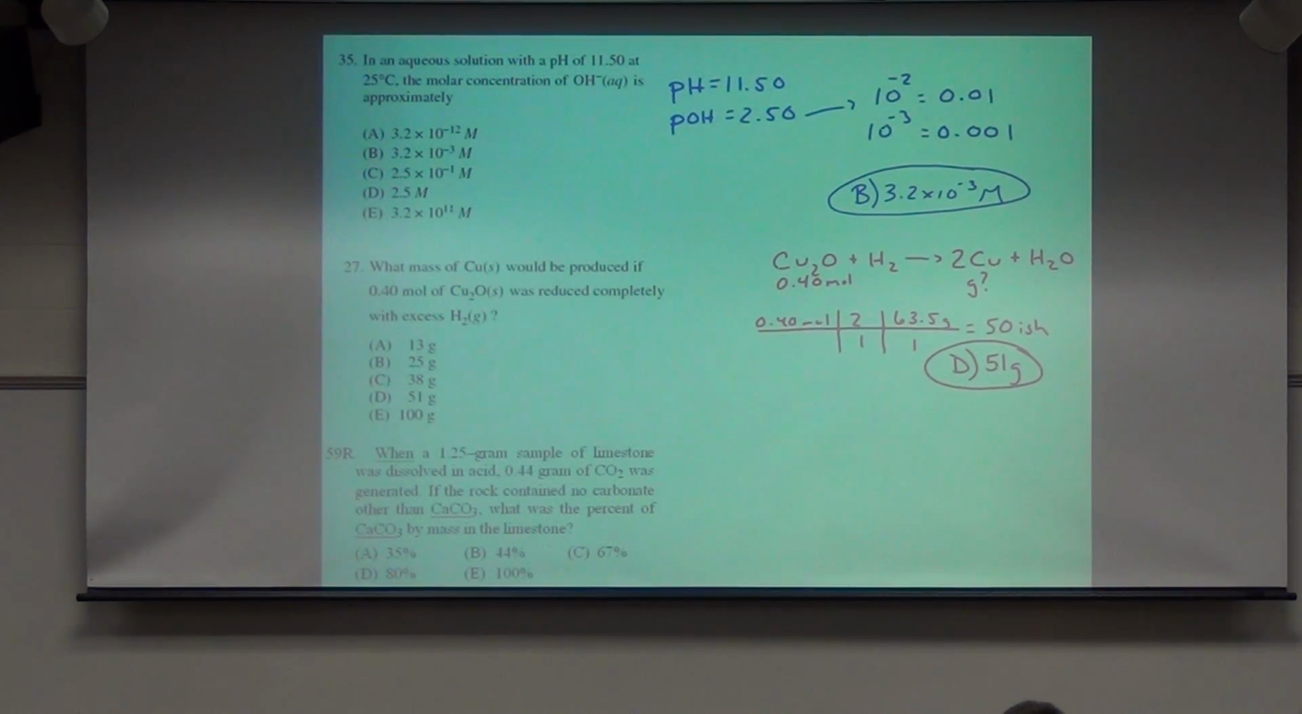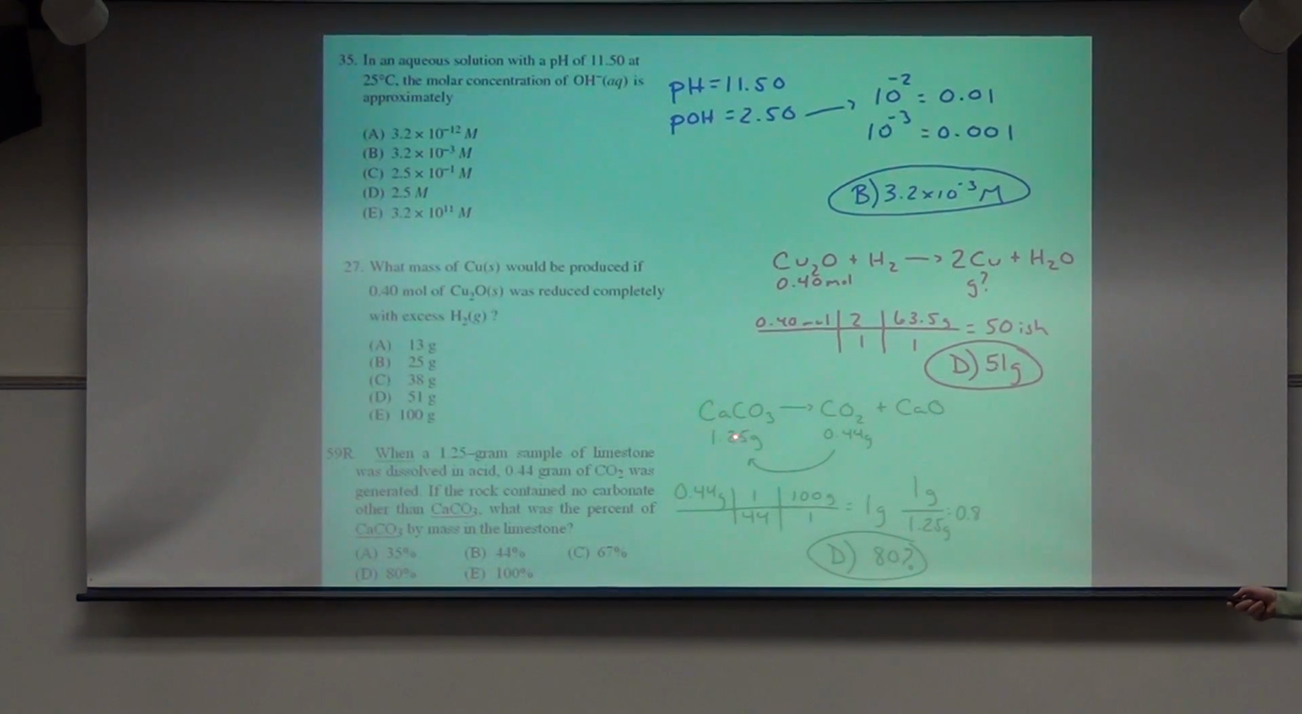Last one. This one I thought was hard because it's hard to understand. It says you have a 1.25 gram sample of limestone that was dissolved, and 0.44 grams of CO2 was generated. If the rock contained no carbonate other than that, so limestone, again, limestone's unique because it has different kinds of carbonates in it to make it up. What was the percent of CaCO3 by mass in the limestone? Again, I might have the whole answer show up, and if it does, that's okay. This is what I figured out.